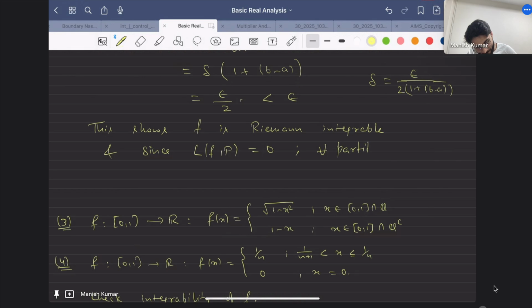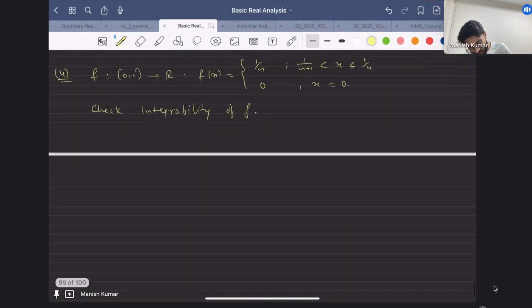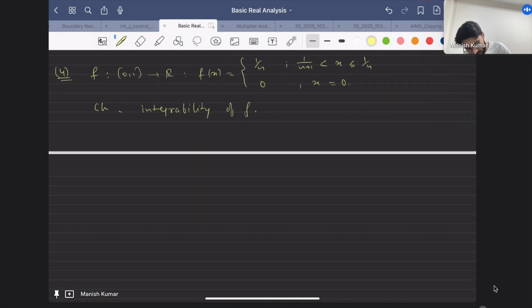This implies that the integral over 0 to 1 of the fixed function dx is equal to 0. So now again here you have to check integrability and find the integral value, if it exists, over 0 to 1.